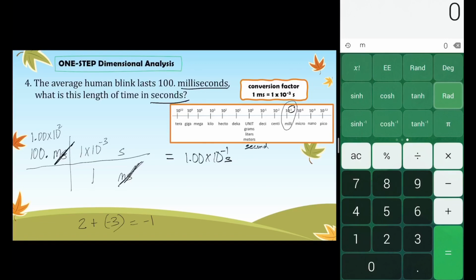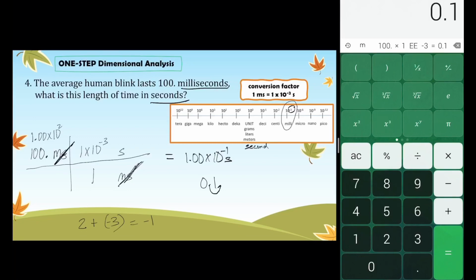Let's use our calculator to verify. So I'm going to stick with the 100 times 1 exponent 3, look for the negative sign, equals 0.1. So remember, when we write this in scientific notation, the decimal needs to be moved over one place to the right. When we move to the right, we make our exponent negative, okay? And there's 3 digits in our final answer because there's 3 digits in our given value.